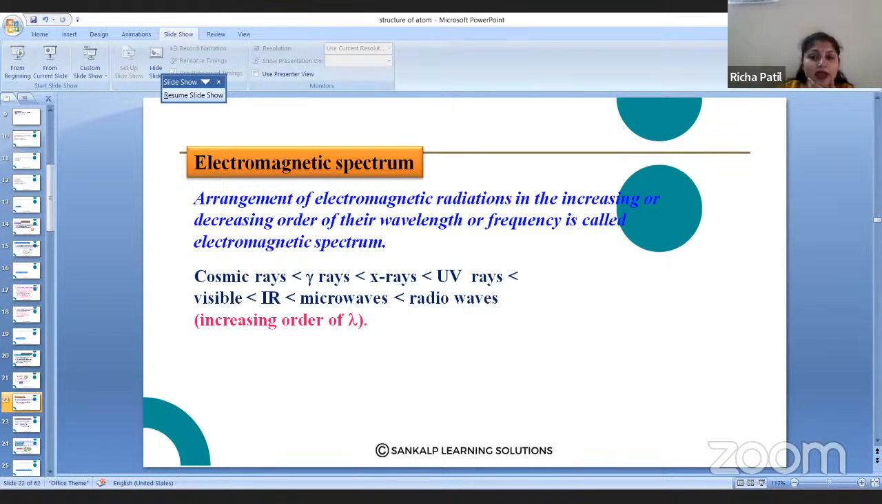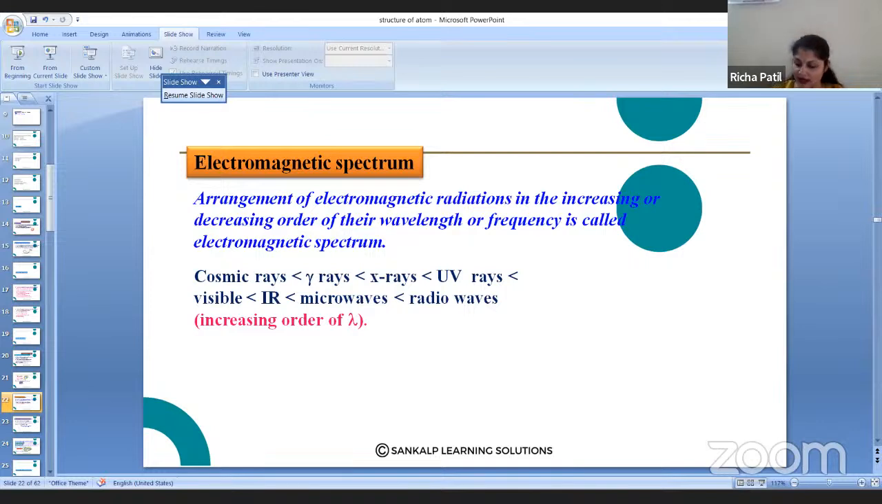The next concept is the photoelectric effect. What is done? A metal surface is taken and a beam of light is made to strike on it. When the beam of light strikes the metal surface, immediately, with no time gap, there is emission of electrons from that surface. This is called the photoelectric effect.